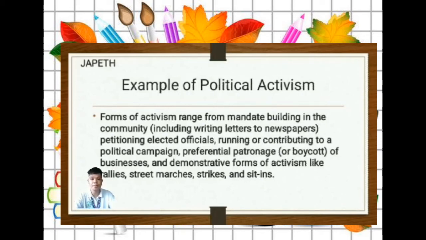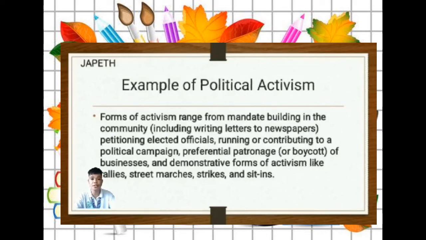For example, petitioning elected or non-elected officials. For example, our incoming President Bongbong Marcos has just been petitioned with a disqualification petition. I don't know if they have concrete evidence or they are just scared about what will happen next. But that's only my observation, because it was reported and it happens in reality.